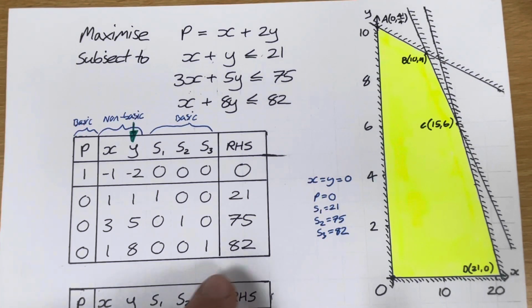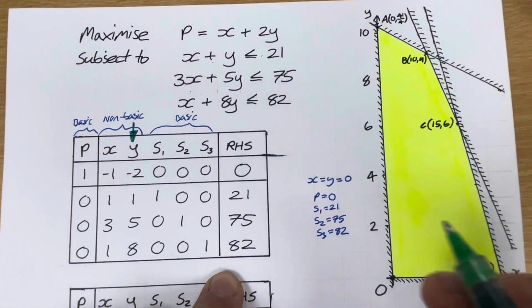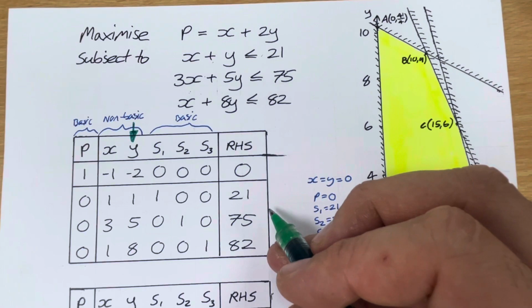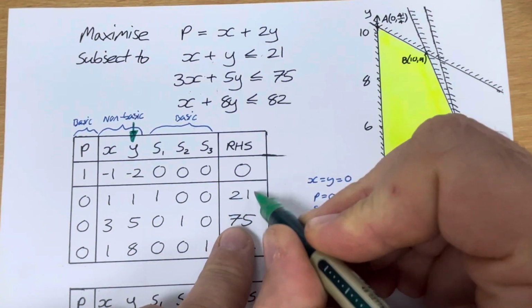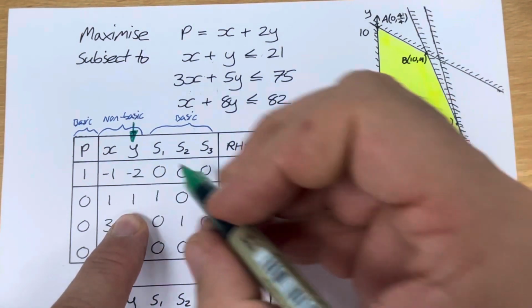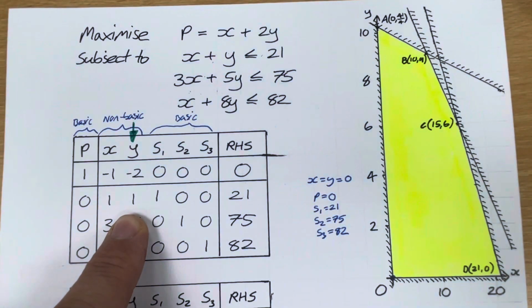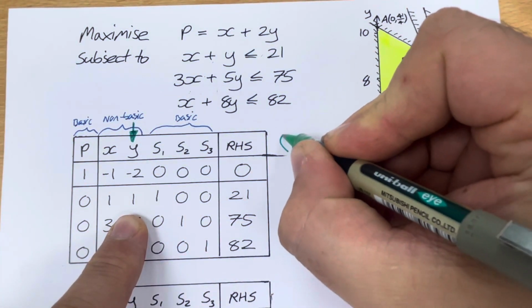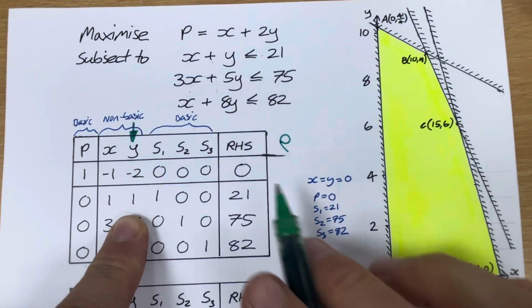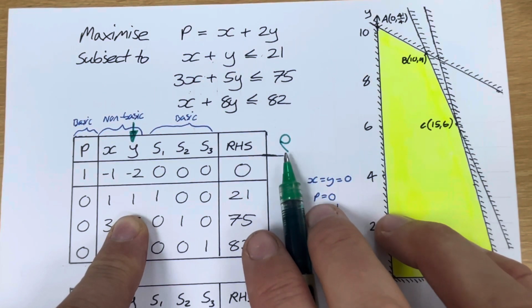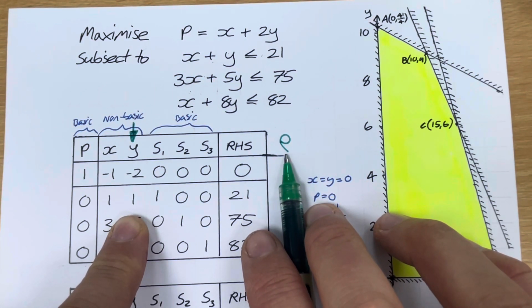The second instruction is to conduct a ratio test. Now the ratio test is the right-hand side value divided by the pivot column value. We denote it by the Greek letter rho. So to the right-hand side of the table, pop in a new column header called rho, and we are going to conduct the ratio test.